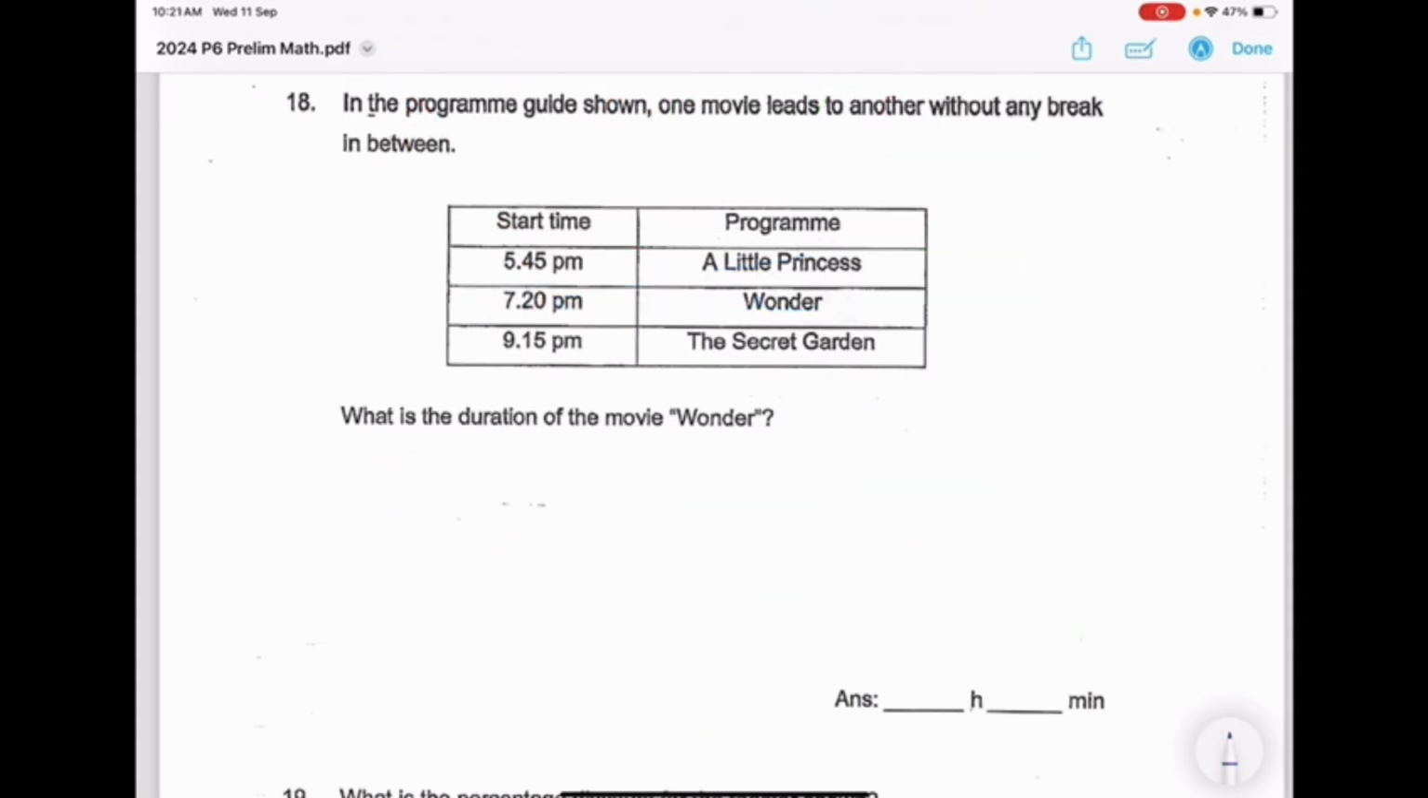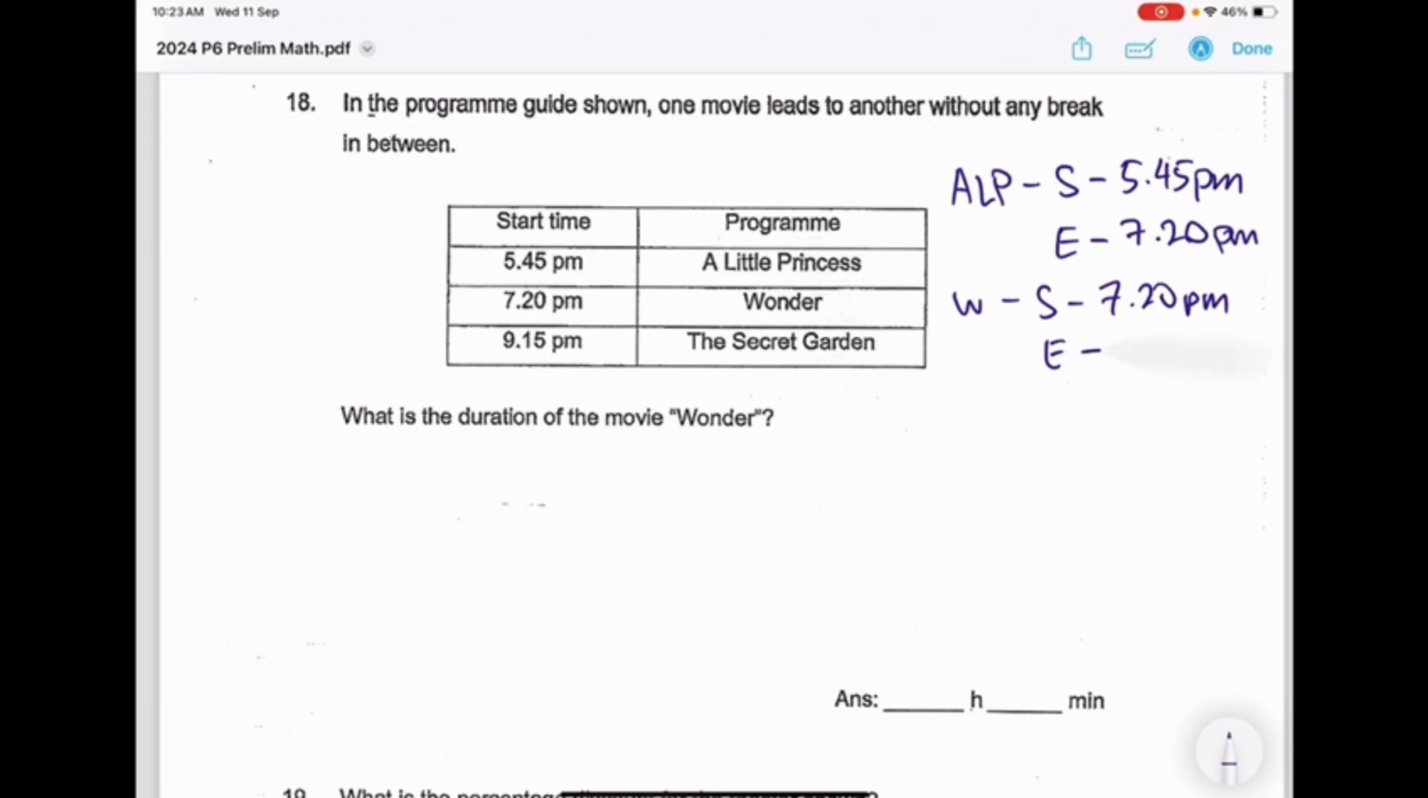Moving on to question 18. Let's read the question together. In the program guide shown, one movie leads to another without any break in between. What this means is for A Little Princess, the start time is 5:45 p.m. but the end time is 7:20 p.m. At the same start time for Wonder, which is 7:20 as well, with no breaks in between, and the end time of 9:15 p.m.